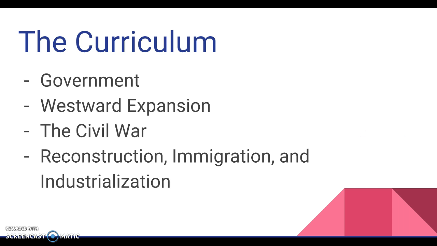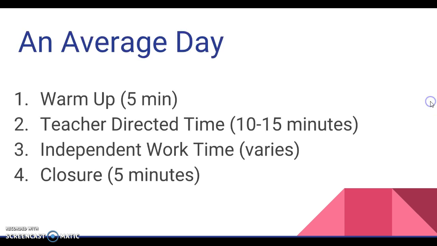One of the first things we went over was the curriculum here at Oberon for 8th grade early U.S. history. The first unit is government. We're actually getting ready to finish up that unit. We've got about another week. We'll have their first test next week. The next unit is westward expansion. That'll take us till Christmas break. After Christmas break, we'll pick up with the Civil War. That'll take us to spring break. And after spring break, we'll pick up with Reconstruction, Immigration, and Industrialization.